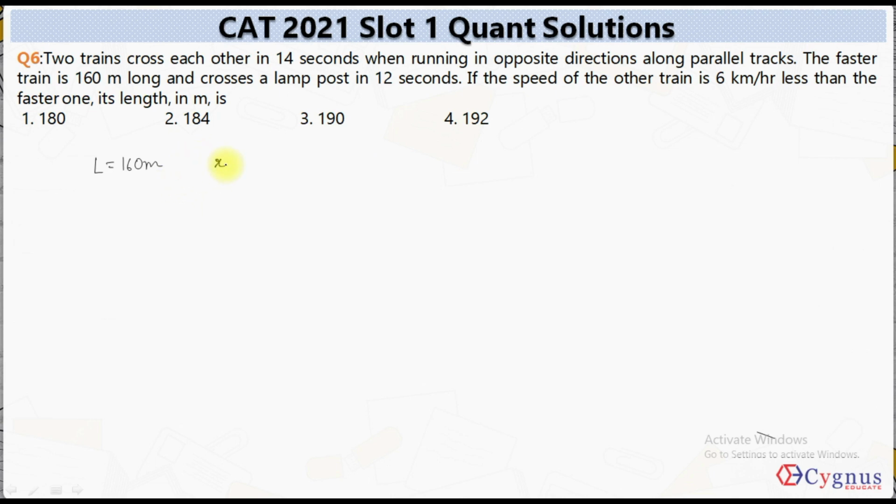Let's say the speed of faster train is x meters per second. Fine. How do we calculate it?